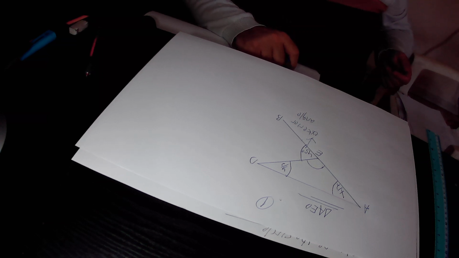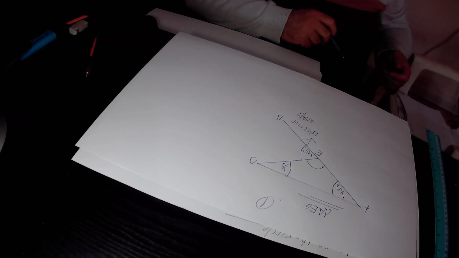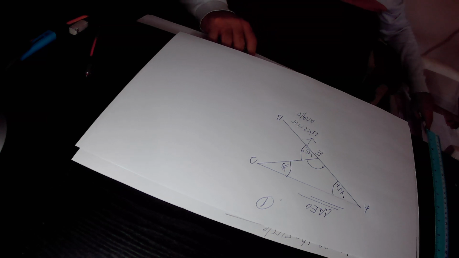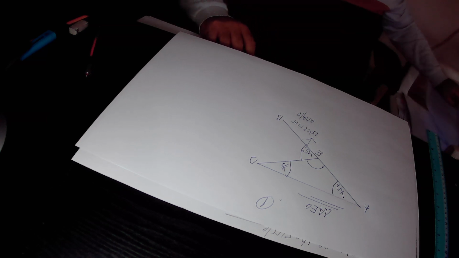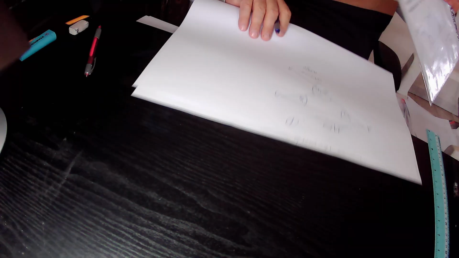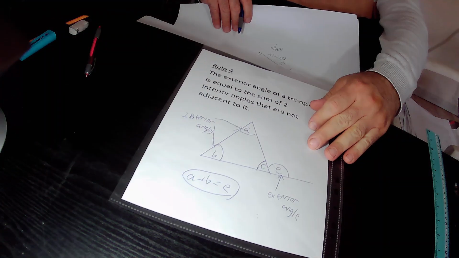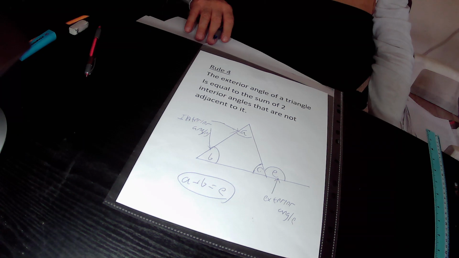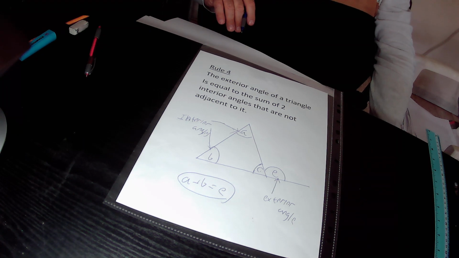Now we can implement rule 4 in our drawing. So I'll click quickly on rule 4. According to rule 4, the exterior angle of a triangle equals the sum of the two interior angles that are not adjacent to it.